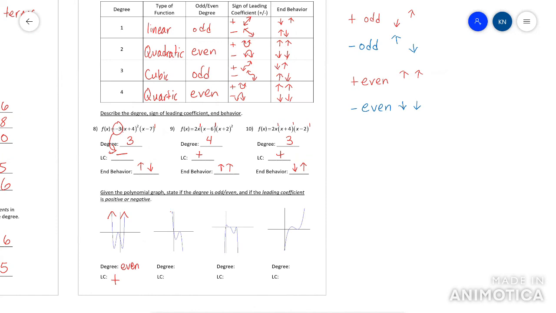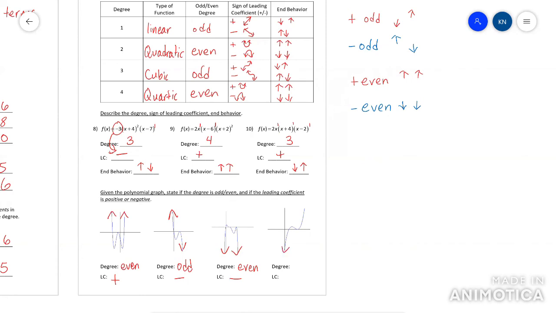All right, look at the next one. It is an up, down. The only one that goes up, down is a negative odd function. So this is an odd degree with a negative leading coefficient. The next one is a down, down. The only one that does down, down is a negative even function. So my degree has to be even. My leading coefficient has to be negative.